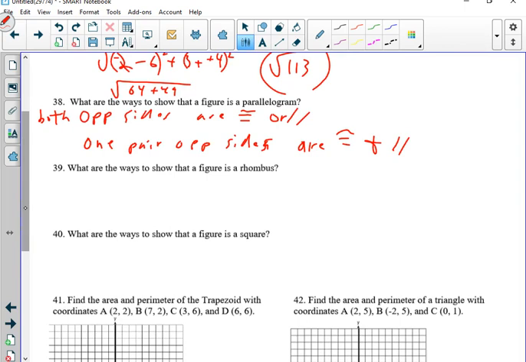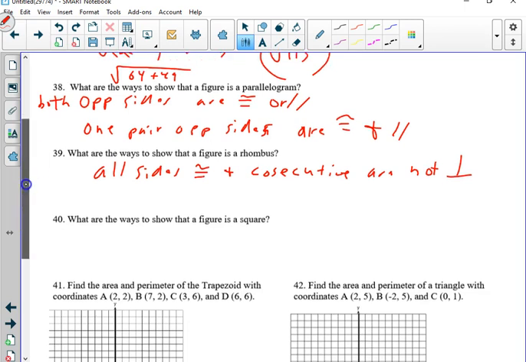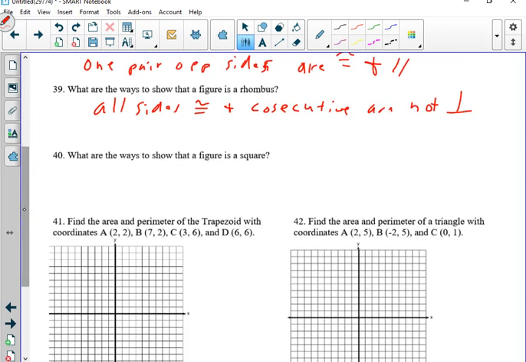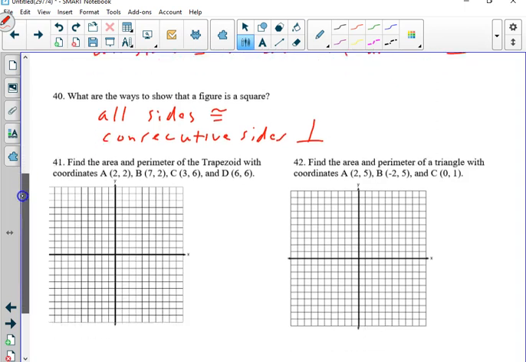What's the way to show a figure is a rhombus? Well, we need to show that all sides are congruent and consecutive sides are not perpendicular. What are ways to show a figure is a square? Well, we need all sides congruent and consecutive sides are perpendicular by particular slopes.